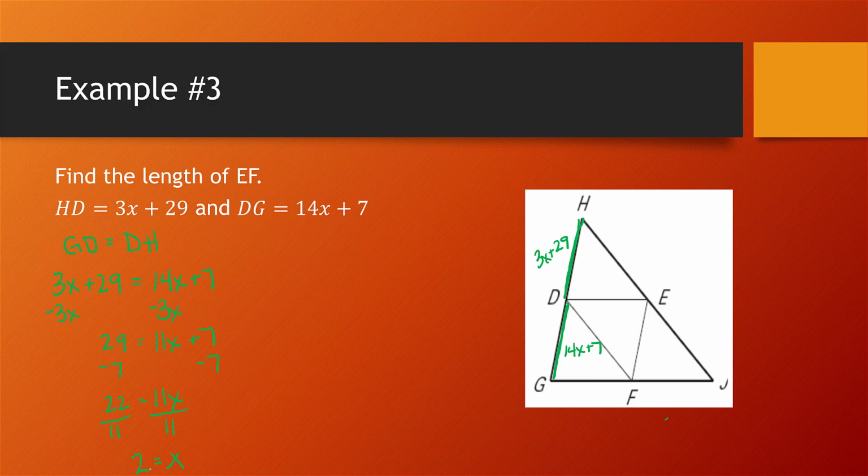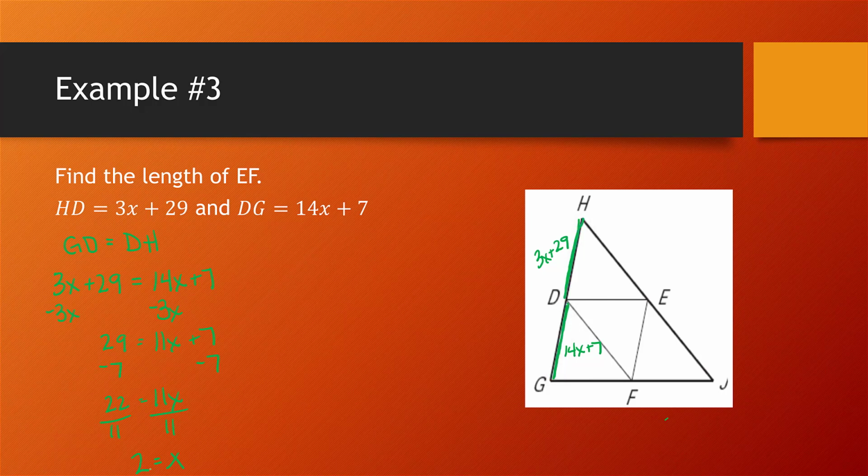But notice it wants the length of EF. Now we have a small problem. I don't have any expression to tell me what EF is. Nothing in my problem says EF equals this. It only tells me something about DH and GD. So what is the relationship between DH or GD in relationship to EF? Well, remember when we took this segment and we slid it across? EF is going to be congruent to both of these segments.